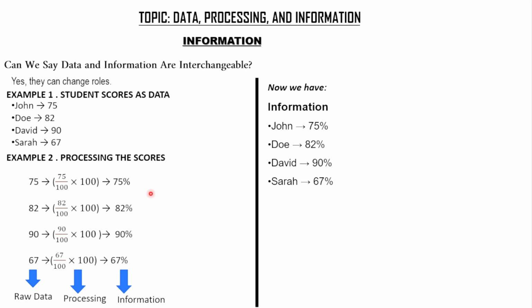After processing, the result now has meaning, right? We can now understand student performance. So this percentage result becomes information, right? Because the data has now been processed into something useful, right? You can now tell that John had 75%, Doe has 82%, David had 90%, Sarah had 69%. We now have something meaningful, something we can say, oh, we understood. It has meaning now, right?